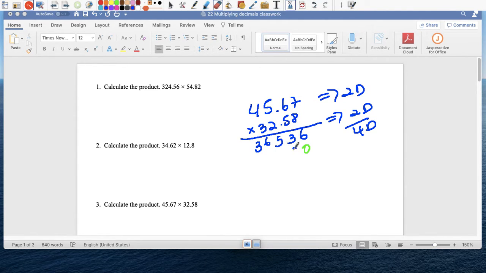5 times 7 is 35, carry 3, 33, carry 3, 28, carry 2, 22. Let's add 2 zeros for the next number. I'm going to do the 2's. So 2 times 7, 14, carry 1, 13, carry 1, 11, carry 1, 9. Last number, 1, 2, 3. And we got 3 times 7, which is 21, carry 2, 18, 20, carry 2, 15, 17, carry 1, 13.